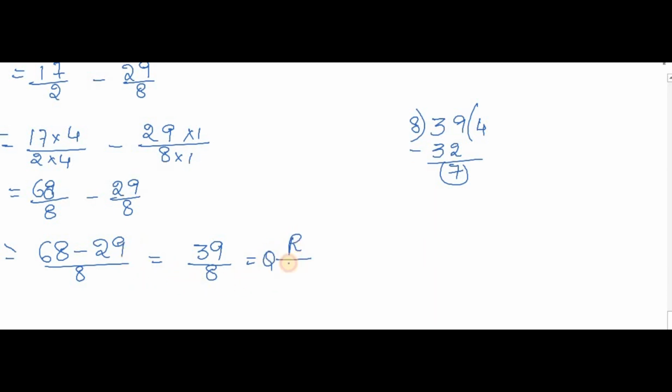Quotient, remainder by divisor. In this case my quotient is 4, remainder is 7 and divisor is 8. And now we'll move on to the second question.